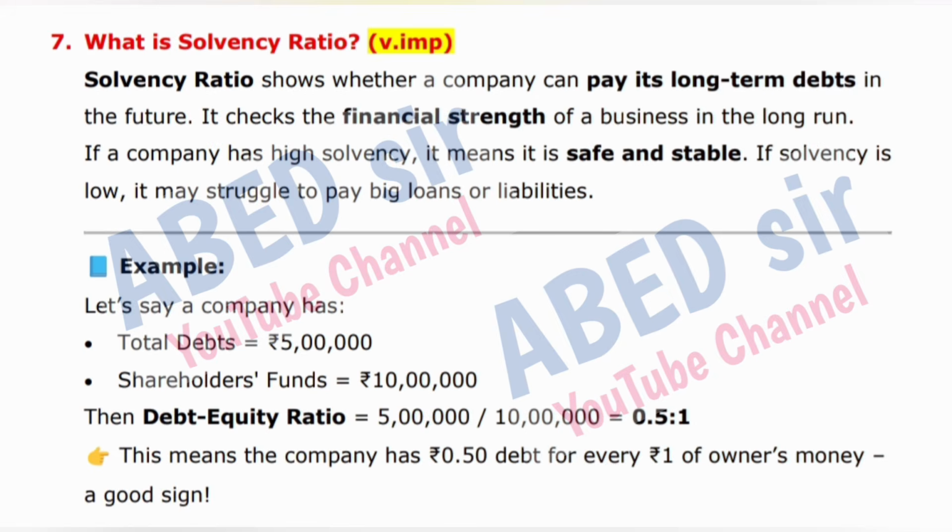Example. Let's say a company has total debts equal to 5 lakh rupees. Shareholders' funds is equal to 10 lakh rupees. Then debt-equity ratio is equal to 5 lakhs / 10 lakhs is equal to 0.5. This means the company has 50 paise debt for every 1 rupee of owner's money, a good sign.